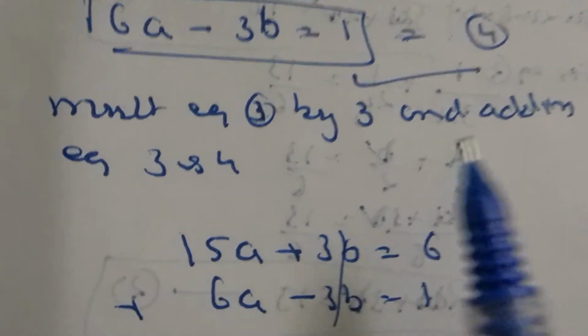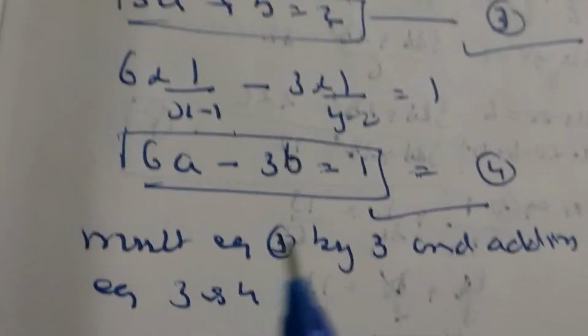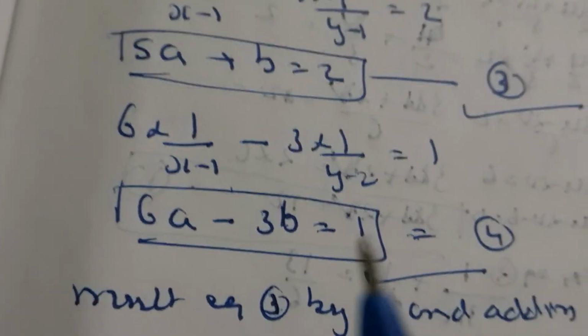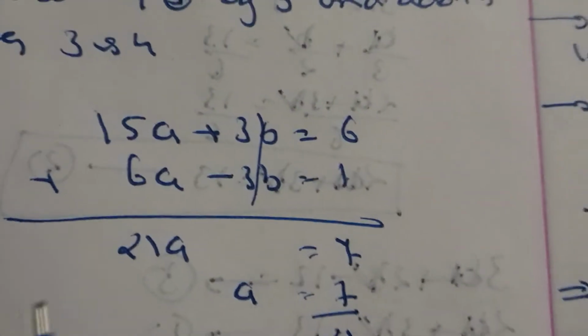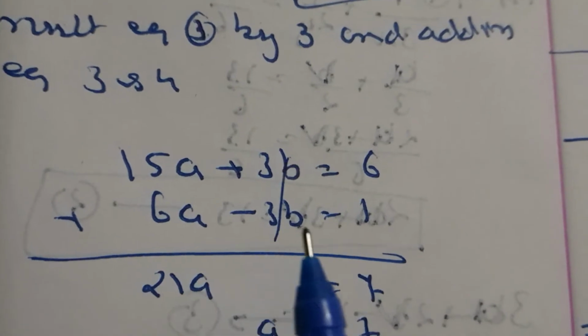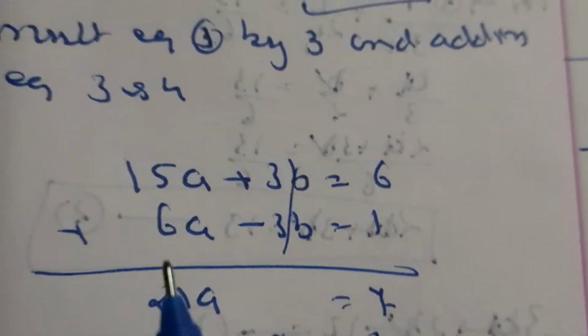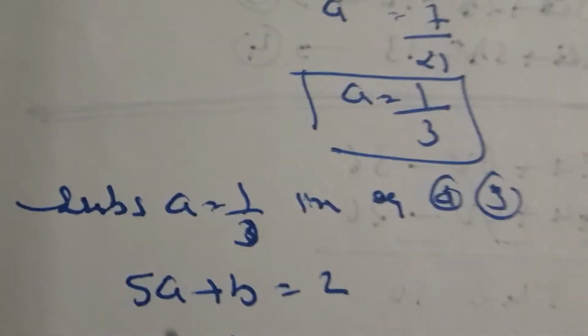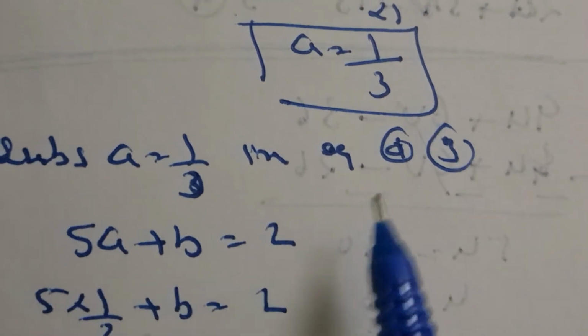Multiplying equation 3 by 3 and adding equations 3 and 4. So multiplying equation 3, that is 5a plus b is equal to 2, by 3, I am going to get 15a plus 3b is equal to 6. And adding 6a minus 3b is equal to 1, that is equation 4. Plus minus get cancelled. So 15 plus 6 is 21, 6 plus 1 is equal to 7. So a is equal to 7 upon 21. So a is equal to 1 upon 3. Now substituting a is equal to 1 upon 3 in equation 3, that is 5a plus b is equal to 2.